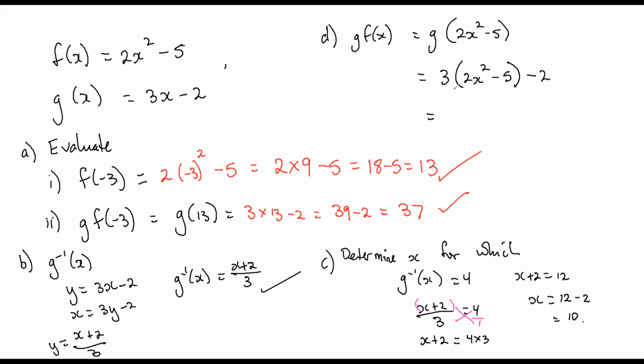Now 3 times 2 is 6, so that's 6x squared. Minus 3 times 5 is 15. Minus 2, so then the answer becomes?